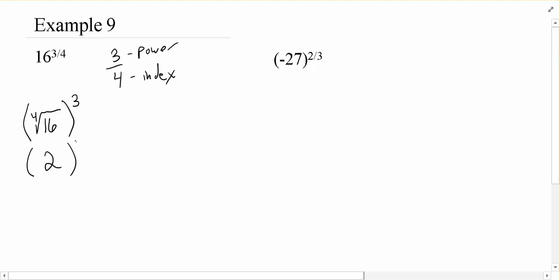that's 2. And then 2 to the third power, that's 8. That's our answer to 16 to the 3/4 power, is 8.